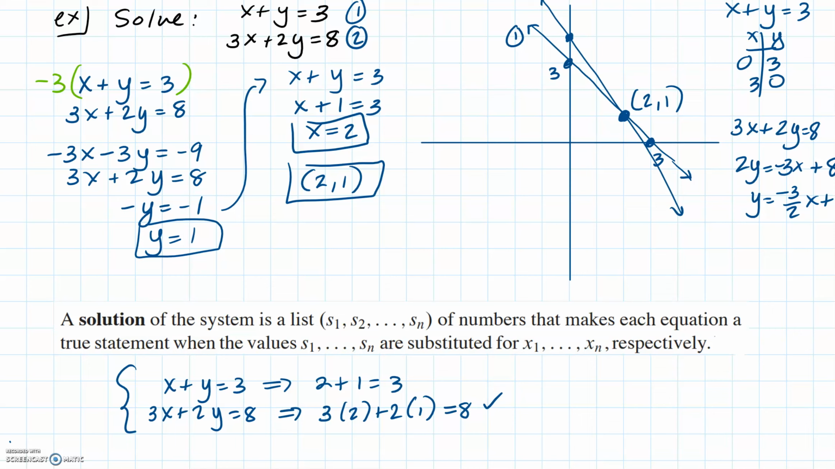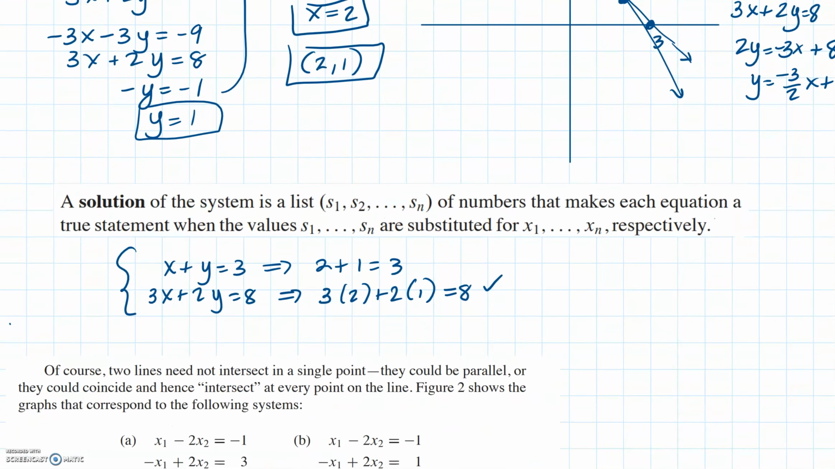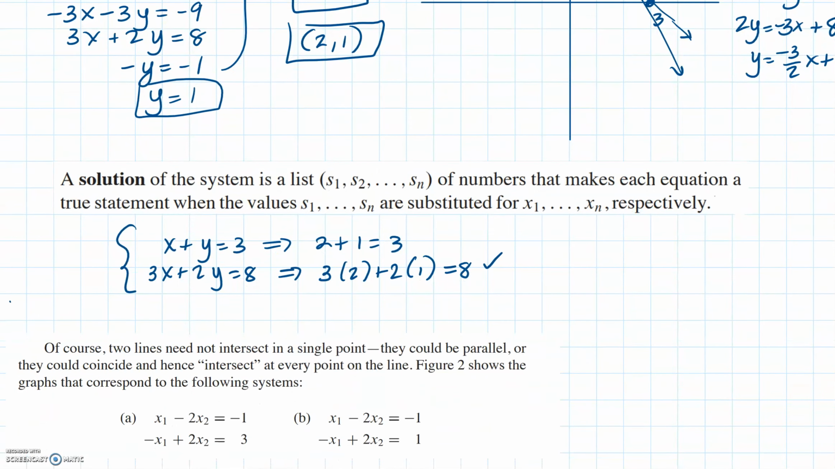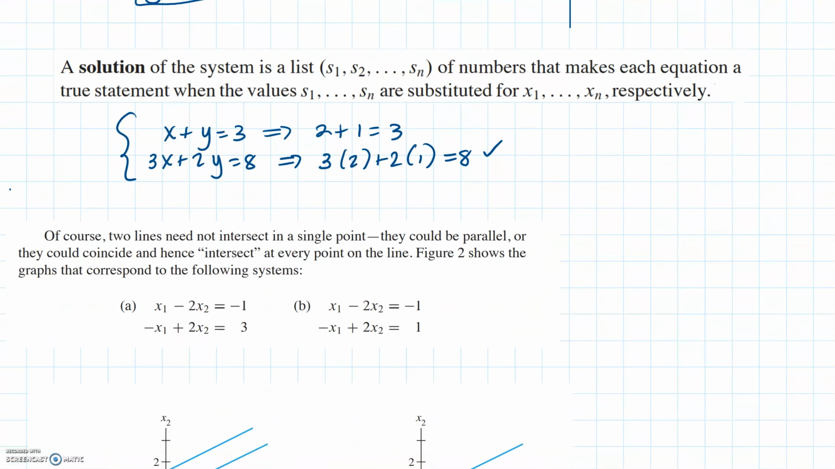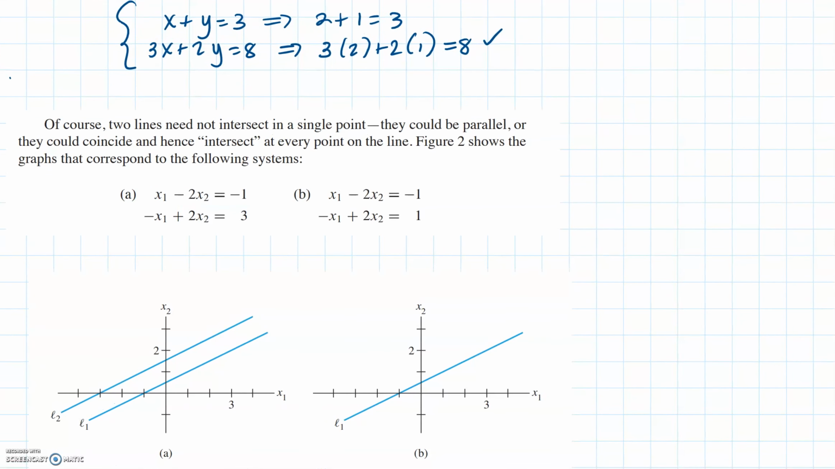In a linear system of two variables, how many solutions can you have? Do you always have one solution? Well, of course, two lines do not need to intersect at a single point. For instance, they could be parallel, or they can coincide, be the same line, and hence intersect at every point on the line. So figure 2 shows the graph that corresponds to these two different systems.